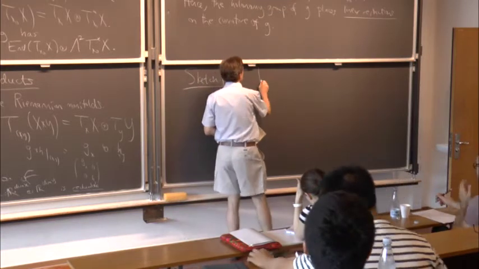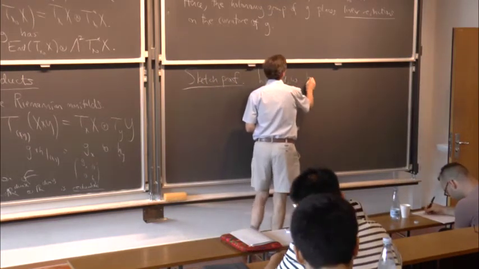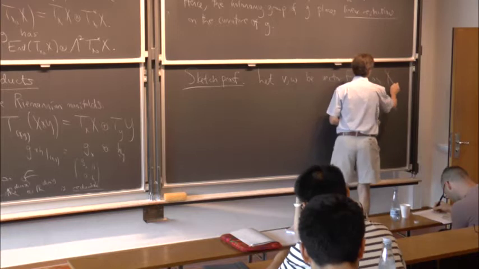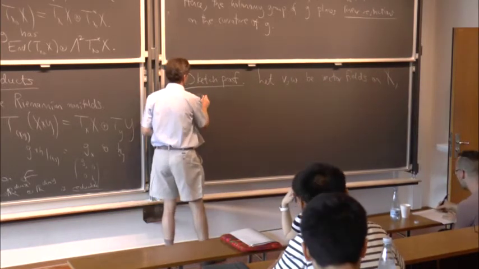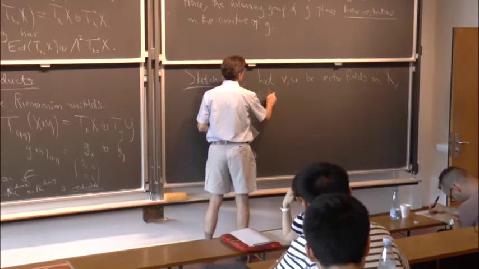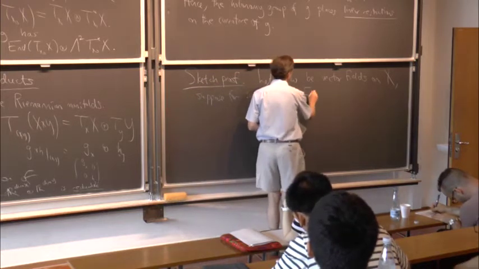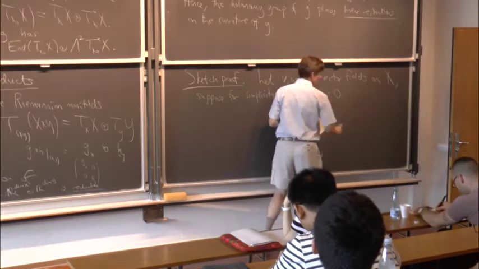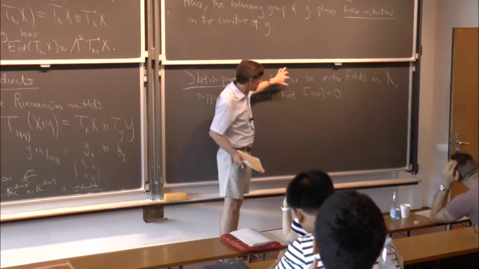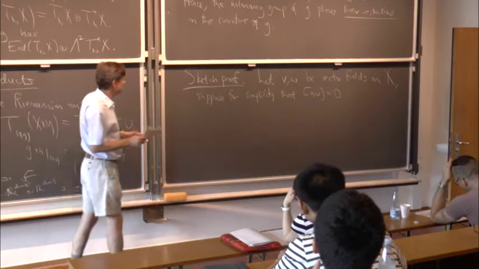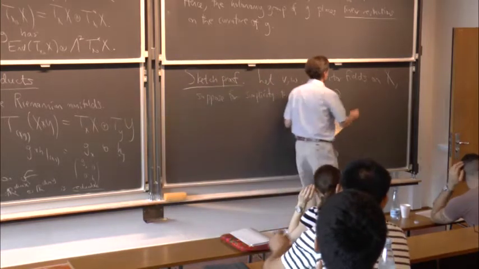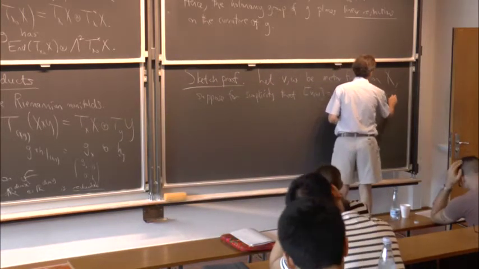Okay, so let's take V and W to be vector fields on big X. And let's suppose, for simplicity, that the Lie bracket is 0. So, for example, these could be the vector fields d by dxi, d by dxj, or coordinate derivatives in some coordinate directions for local coordinates on your manifold. And let's take epsilon greater than 0 to be small.